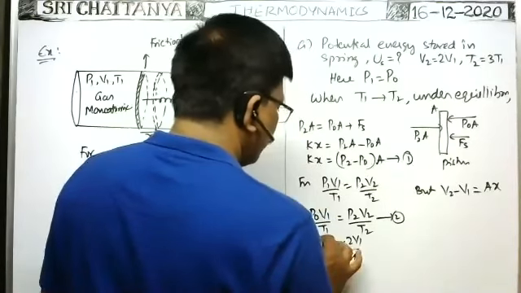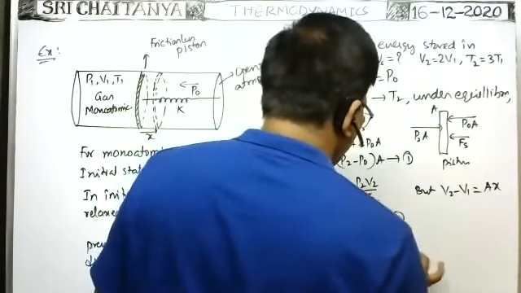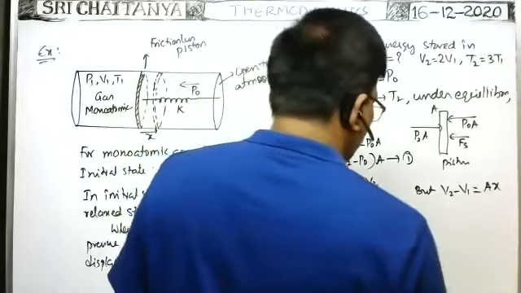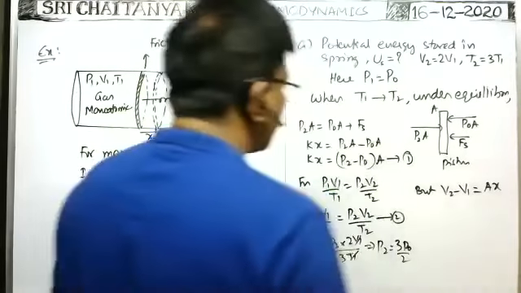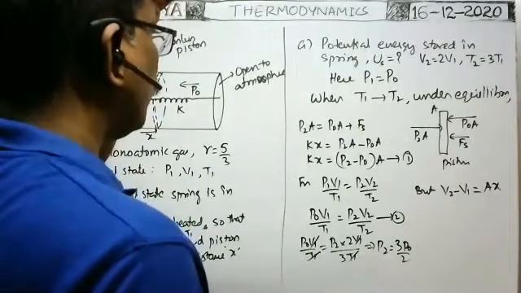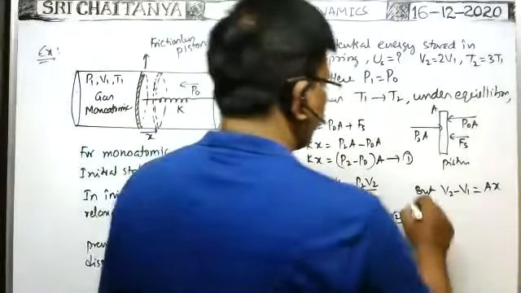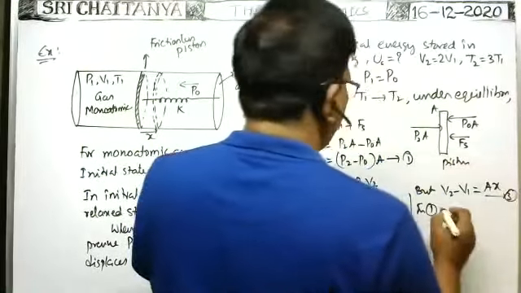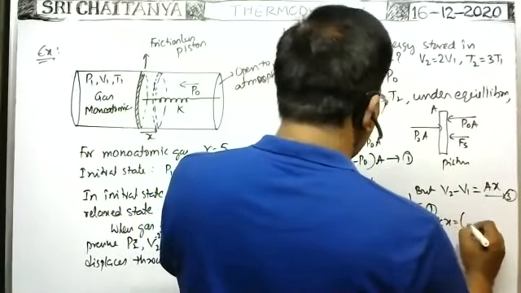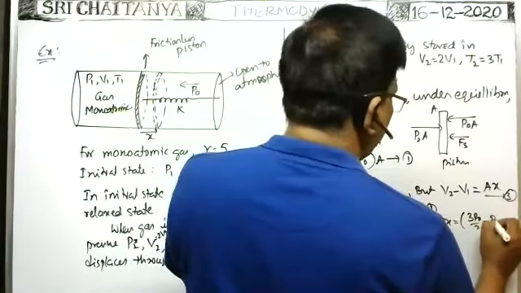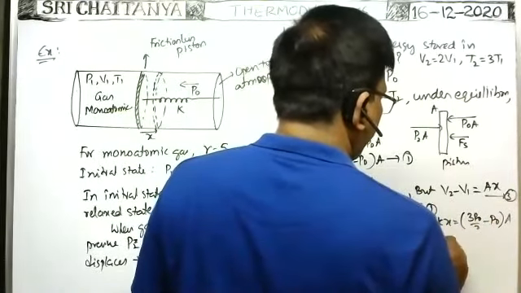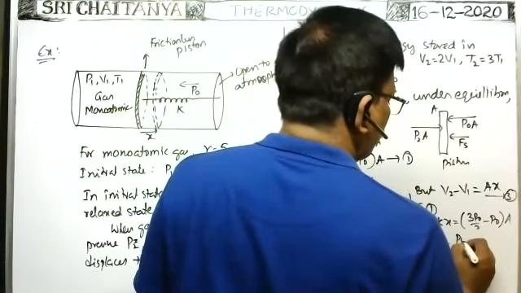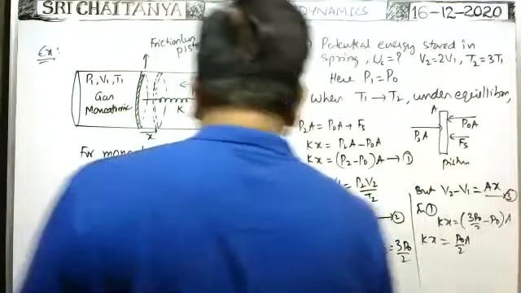T1 T1 cancel, V1 V1 cancel. Therefore, the final pressure P2 becomes 3P0 by 2. So the final pressure becomes this. Now you substitute this value in this equation. This is equation 3. So from 1, Kx is equal to (3P0 by 2 minus P0) into A. When you simplify, we get P0 by 2 into A.